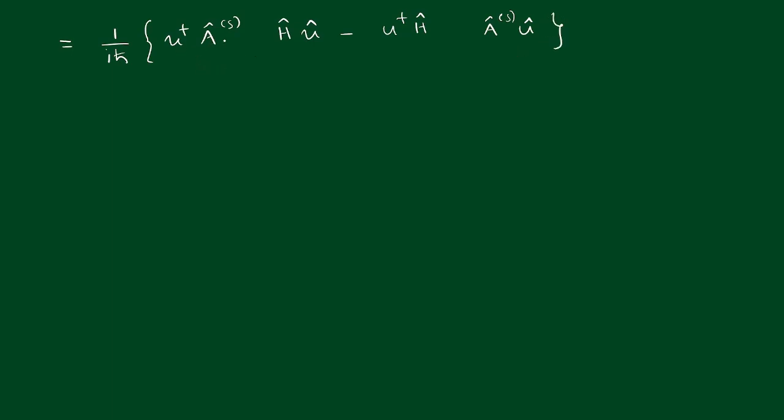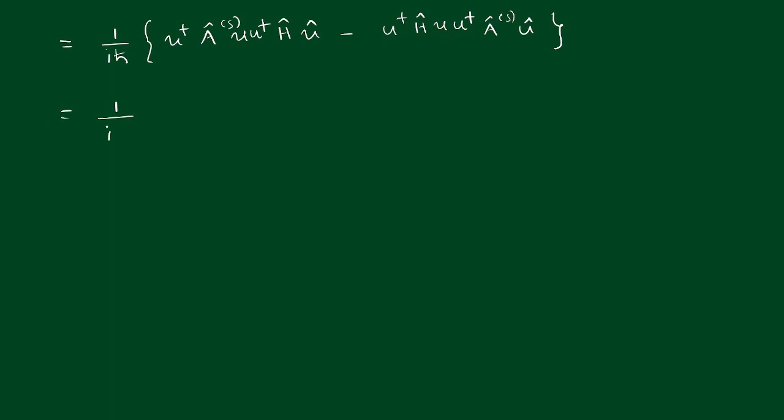Now this is U dagger A S, and then this is U dagger H, and then this is A S U. What we would like to have is something like U dagger A U, right? Then you'll get the Heisenberg operator. So what you do is multiply by U U dagger here, because this is I, right? And here also you multiply by U U dagger. Then what do we get here? You get U dagger A S U here and U dagger A S U here, and you have U dagger H U and U dagger H U here. Is that correct?